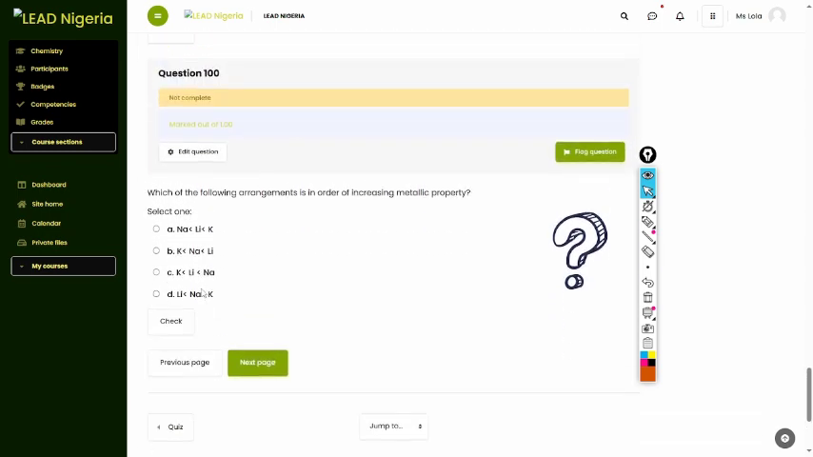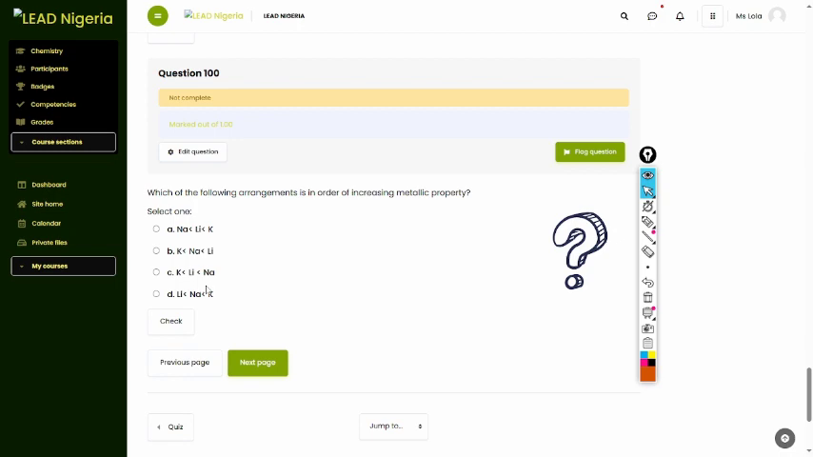Which of the following arrangements is in order of increasing metallic property? So the metallic property of metals in the periodic table, let's see if they have the same period or the same group. So they're in the same group, they're all in group 1. So the trend of metallic property as you're going down the group is that the metallic property decreases.